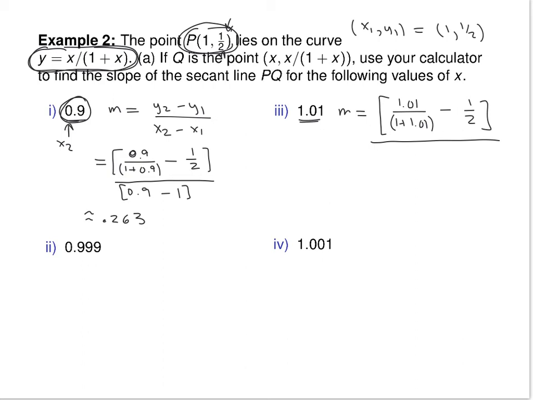Does that fix it? Okay, what's the denominator supposed to be there? And that gives you about 0.249. If you work these next two, I'll tell you what you're going to get. You're going to get m equals 0.250, and you get m equals 0.2499.